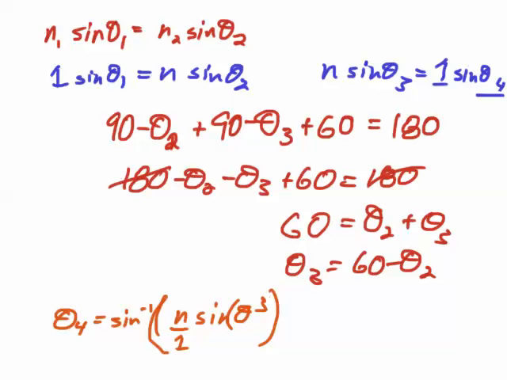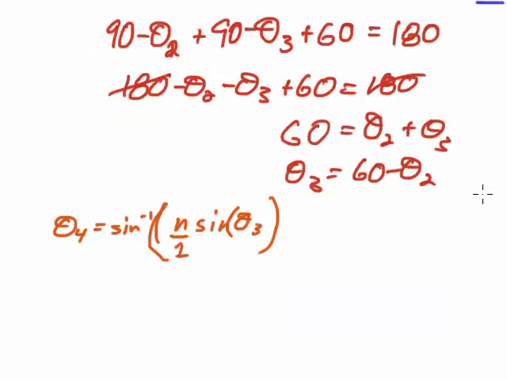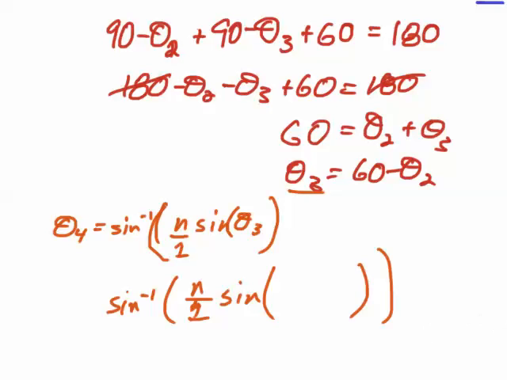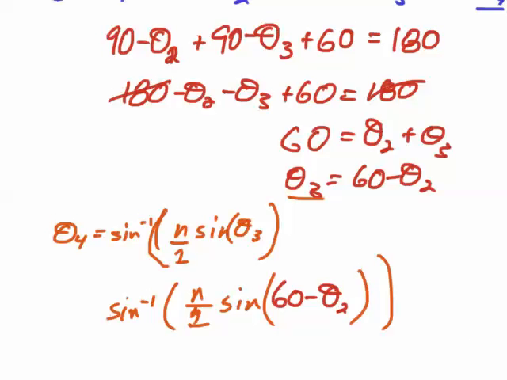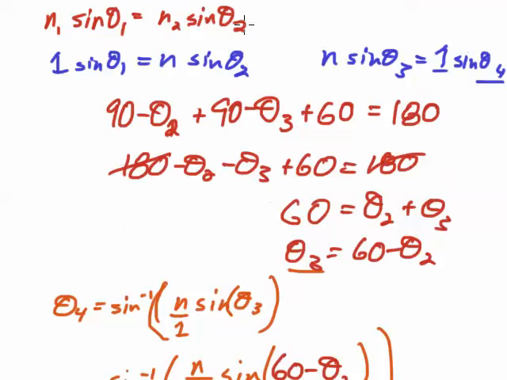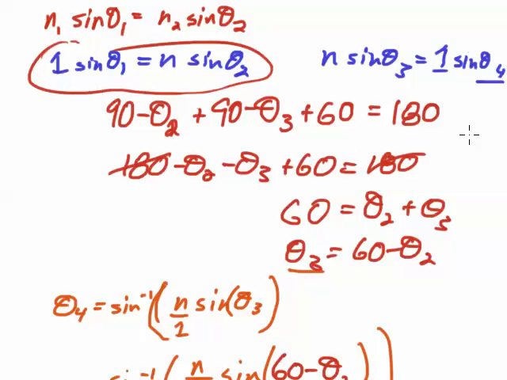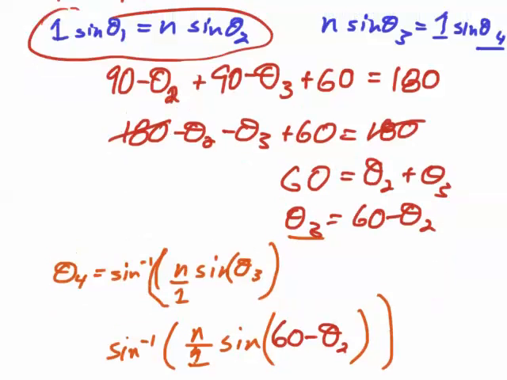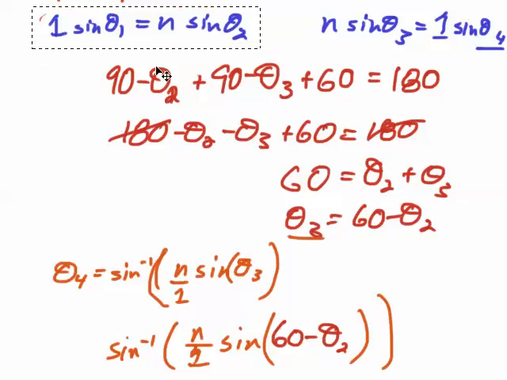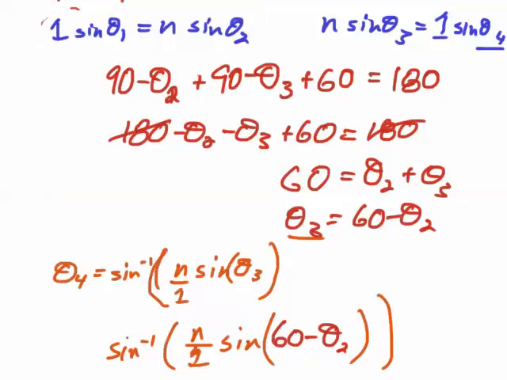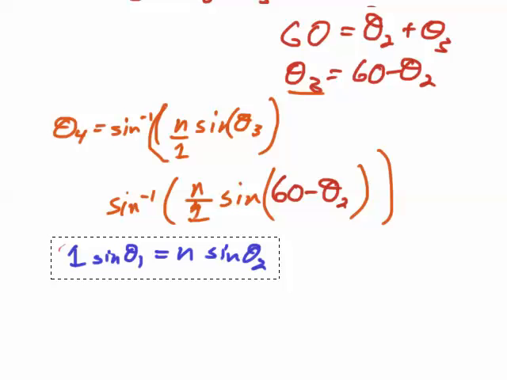Whoops, this should be theta subscript 3. And in turn, I will replace the theta 3 with 60 minus theta 2. And then I'm going to use this formula and solve that for theta 2. So let's bring that down where I can see it.